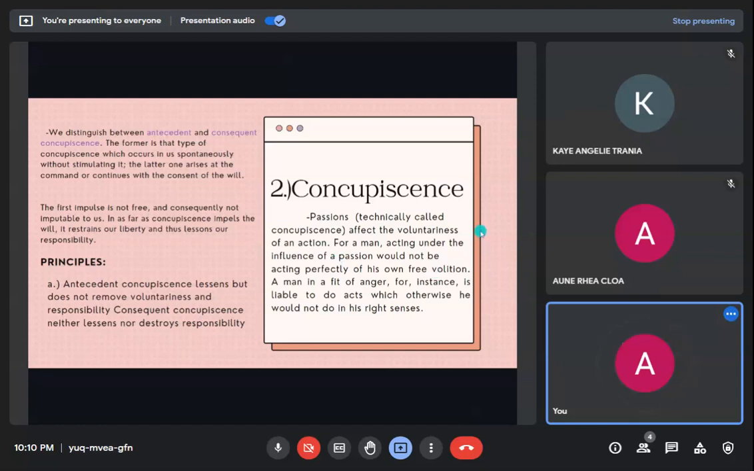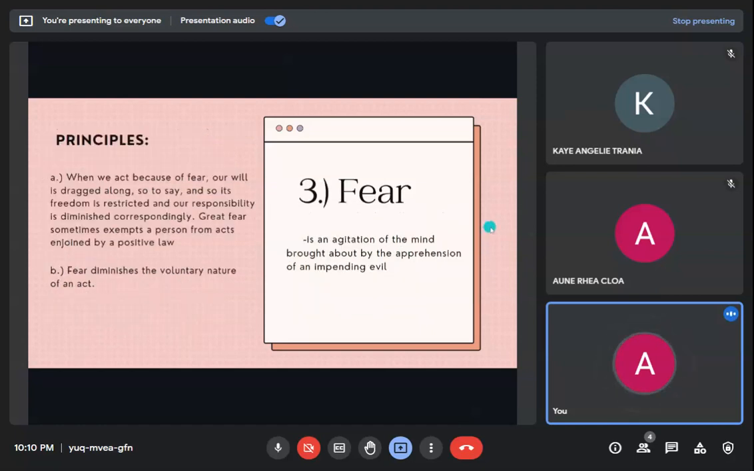So the third one is fear. Fear is an agitation of the mind brought about by the apprehension of an impending evil. So it is the shrinking back of the mind from danger. It is the anxiety or worry of mind, from slight disturbance to actual panic, brought about by the apprehension of imminent or coming evil. We have the principles of fear.